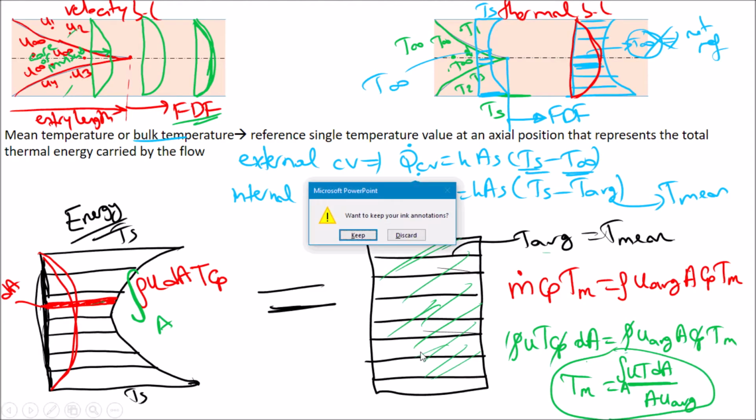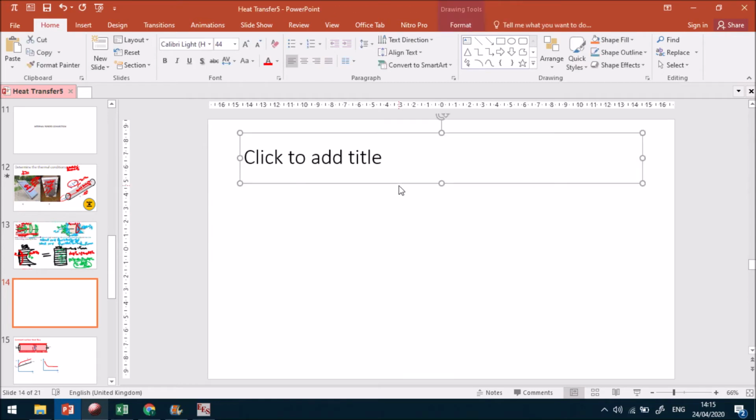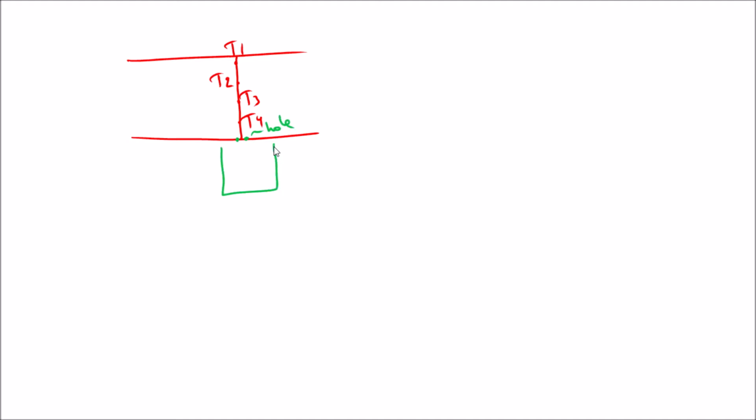Another method to understand the average temperature is that this is also called mixing cup temperature. Say that I have a pipe here. Here I have T1, here I have T2, here I have T3, T4, etc. at this section. What I'm doing is that I am opening a hole here, there is a hole here, and filling, this one is a cup, filling the cup with that fluid. Then they will mix, and after mixing you will have T average, because if I put a thermometer here, this thermometer will show me the average temperature.